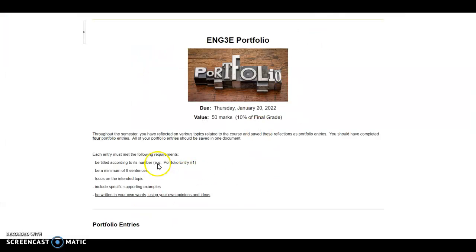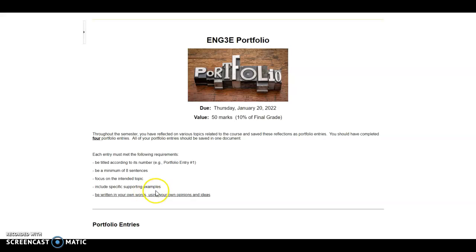Some of the other requirements that you want to make sure that you follow: as I said, you want to title each portfolio entry by its number, so portfolio entry number 1, 2, 3, and 4. You want to have at least 8 sentences when you're answering the questions in each portfolio entry. So when you answer portfolio entry number 1, you have to write at least 8 sentences. When you answer entry number 2, at least 8 sentences. You want to focus on the intended topic. Don't go off topic. Whatever the question is, make sure you're answering it and sticking to it.